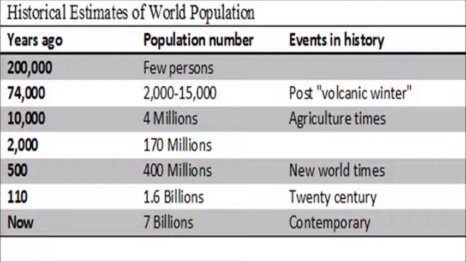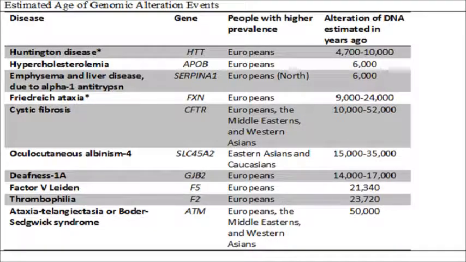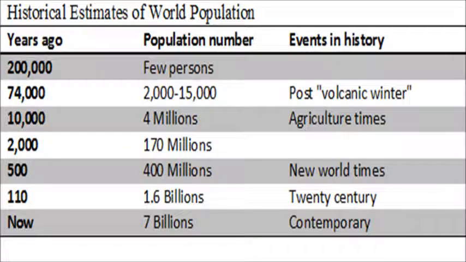Some genomic alteration events took place before the development of agriculture more than 10,000 years ago. Nowadays, these traits produce diseases such as cystic fibrosis, factor V Leiden, and Friedreich ataxia. At the beginning of the agricultural times, many genomic traits were already present. 10,000 years ago, the worldwide population was 4 million, which is roughly the number of people living in Minnesota today. 2,000 years ago, the worldwide population was 170 million, which is about the population of modern-day Brazil. Today, the human population has increased to 17 times the level that it was less than 500 years ago.